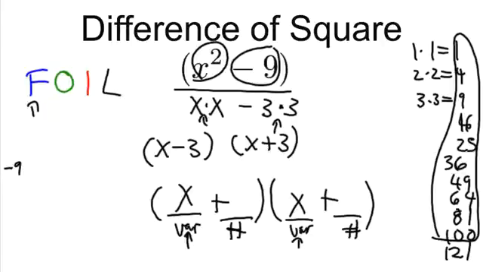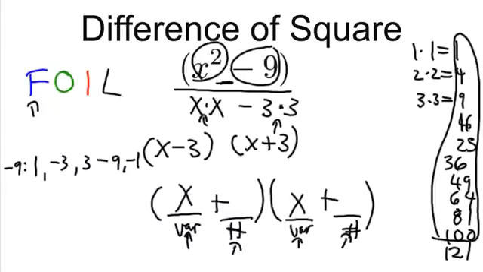So -9's factors are 1 and -9. Let's see, -3 and 3. And I think I got all of them. Oh, probably -1. Okay, so I need to think about which of these, if I put them into these empty spaces, are going to give me what's in the middle here.